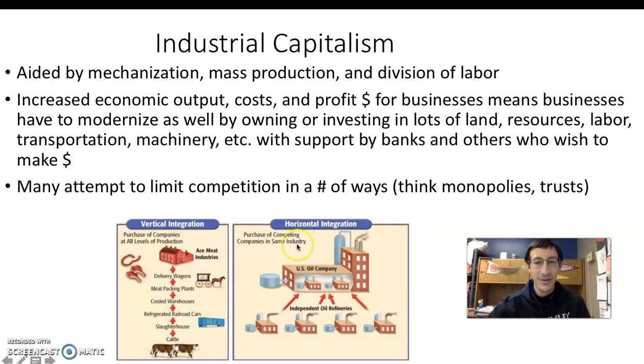So we show that here. How do you dominate? Well, you have vertical integration, where you own all the resources in terms of your production. So if I'm going to sell meat, I'm going to own the cattle, the slaughterhouses, the refrigerated rail cars, meat packing plants, all that, having all levels of production in order to dominate and make sure I don't have competition or pay out to other programs. Or horizontal integration, I'm buying out the competition.